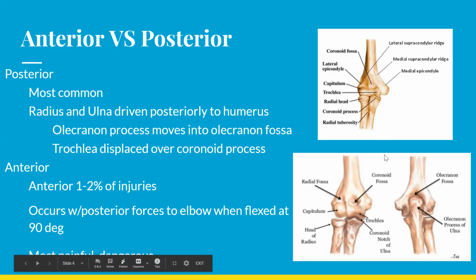So yeah, and then the anterior, which is least common, only in 1 to 2% of injuries, occurs with posterior forces to the elbow when flexed at 90 degrees. So that's when you're landing on your elbow with it bent. This is the most painful injury and also the most dangerous.